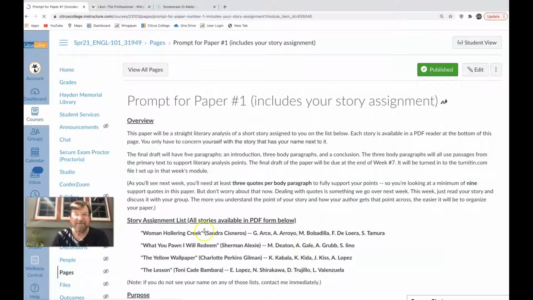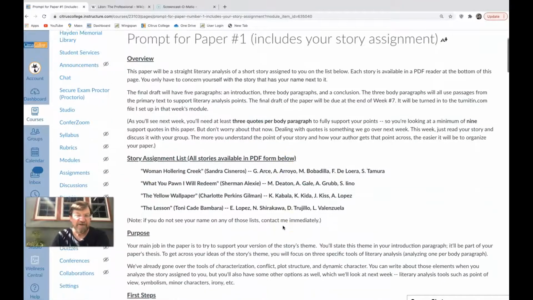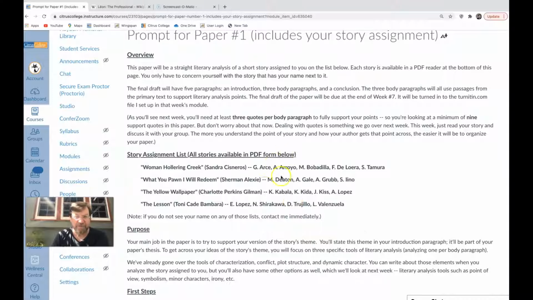All right, once that's done, I give you your prompt for paper number 1. The prompt basically breaks you into 4 groups. You'll see that your name should be next to one of these 4 stories, and that is your story assignment for paper number 1. You are not responsible for the other stories, only the story where your name is. If you do not see your name on this list, that's a big problem. Contact me immediately, all right?